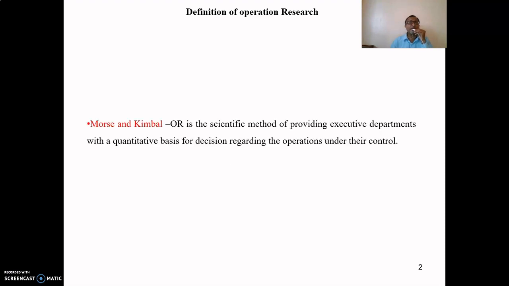According to Morse and Kimball, operations research is a scientific method of providing executive departments with a quantitative basis for decisions regarding the operations under their control. Whatever operations or decisions are under their control, on which the decision has to be taken, based upon that, the available resources and information from the various departments are to be considered to achieve the objectives.